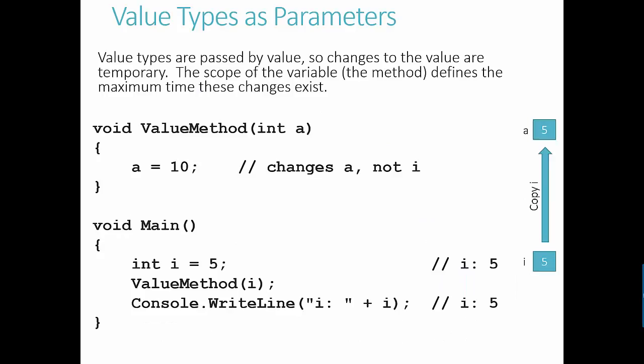So, when we pass a value type into a method, we don't care that we have to copy its value. So we call this passing by value, which means that the value is copied and any changes to that parameter are not reflected in the original value.